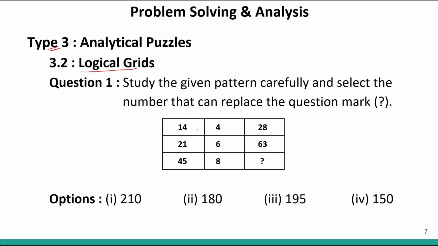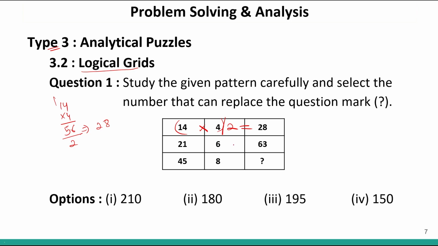Now, if I multiply them, if I multiply 14 into 4, I'll get how much? I'll get 56. Correct? And if I divide 56 by 2, I'll get 28. So, 14 into 4 divided by 2 gave me 28. Now, let us see whether this same logic follows in row 2 as well.